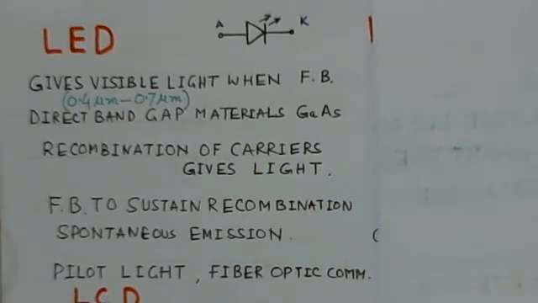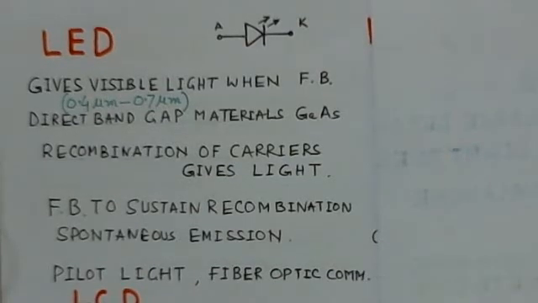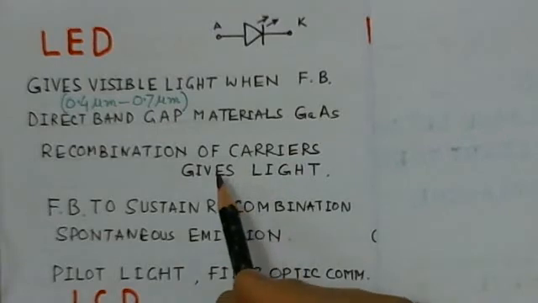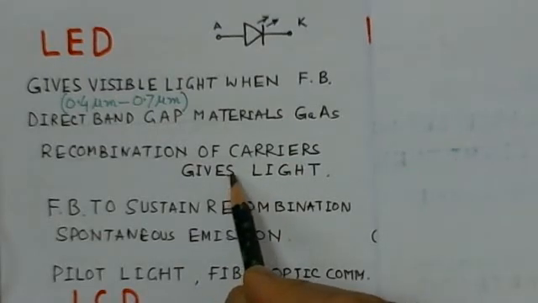Direct band gap type of material is the material where the momentum of the electrons and the holes remains the same in both the conduction and the valence bands, and they can directly emit the photons. Here the recombination of carriers gives the light. Since it comes in the light spectrum, it is able to emit the light, but in normal diodes, this recombination gives energy in the form of heat.